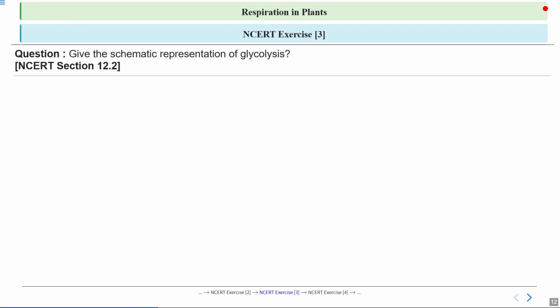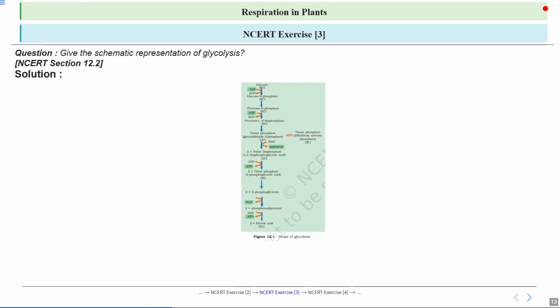Now let's look at the next question. Here we have to give a schematic representation of glycolysis. So glycolysis is the first step in breaking down glucose to extract energy for cellular metabolism. Here we can see the steps of glycolysis are given.